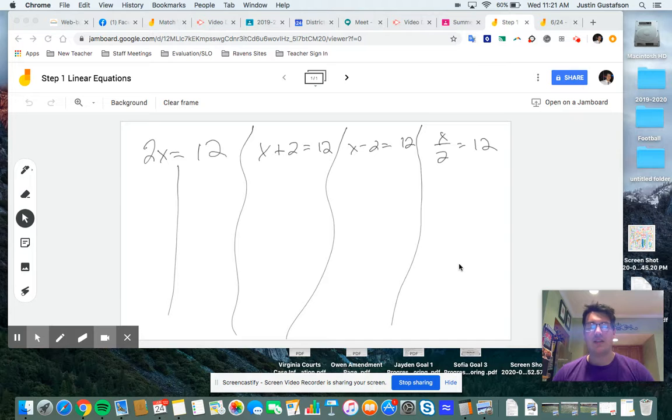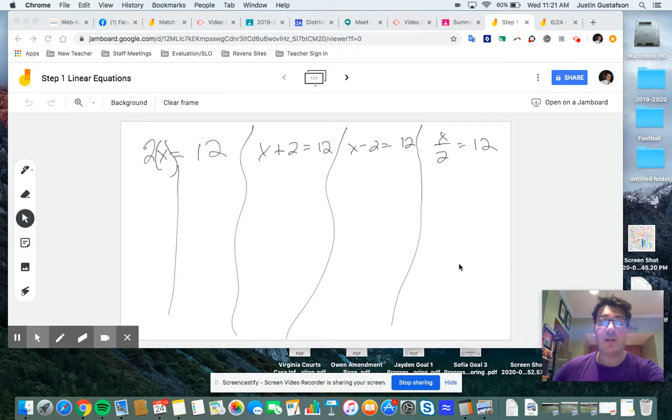Now, if I see a number and a letter right next to each other, that means it's a multiplication. Because when we think back to order of operations, this means that it's 2 times x, right? 2 times a variable, which is a letter representing a number. So 2 times that number, hypothetically, what we're solving for.